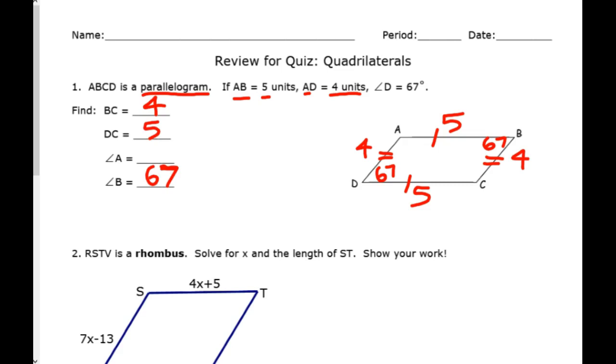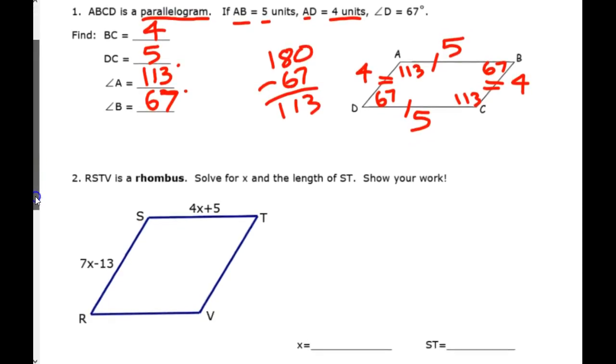Angle D and angle A are supplementary. So 180 minus 67 is 113. And that'll be these missing angles. Those opposite angles are also congruent. Okay? So, when we get down here to another parallelogram, specifically a rhombus, we know that all the sides are congruent. And if all the sides are congruent, I'm going to set these two sides equal to each other.